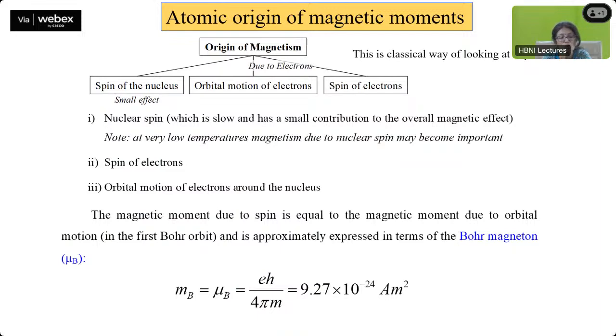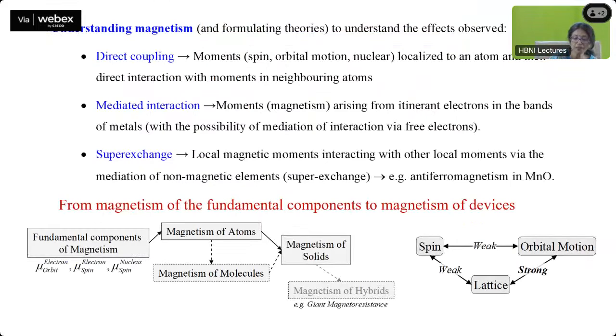The magnetic moment due to spin is equal to the magnetic moment due to orbital motion in the first Bohr orbit, and it is approximately expressed in terms of the Bohr magneton. One Bohr magneton, as you can see here, is eh by 4 pi m, and the value is given here. If you want to understand magnetism, you have to understand the effects which are observed.